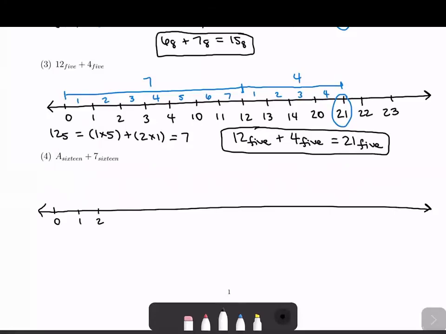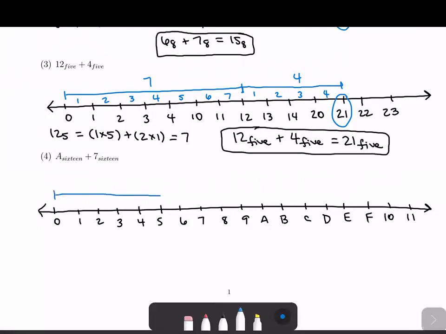So remember that the digits for hexadecimal are the same. I keep skipping 5. So 4, 5, 6, 7, 8, 9. So they're the same up to 9, but once we get past 9, we start using the alphabet, remember? So we have A, B, C, D, E, and F. And then after F, we go back to having 1, 0 in base 16, and then we just carry at that point. So this keeps going.